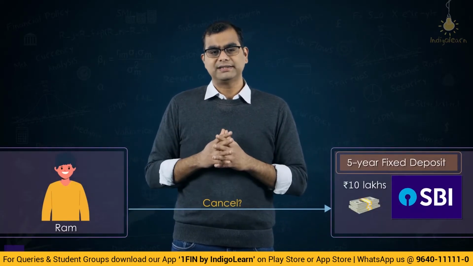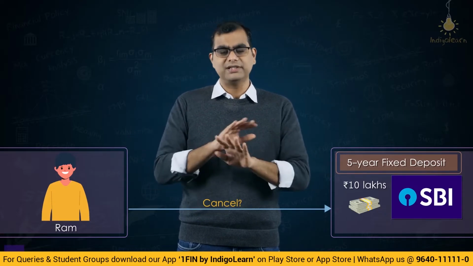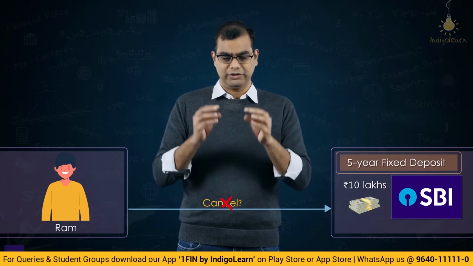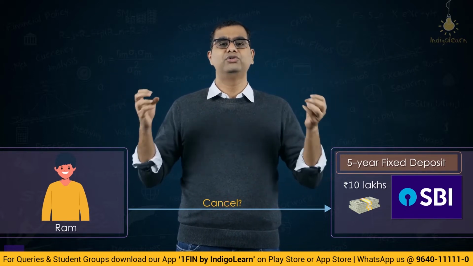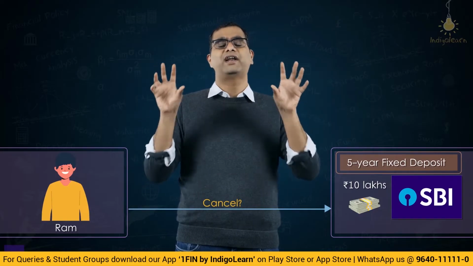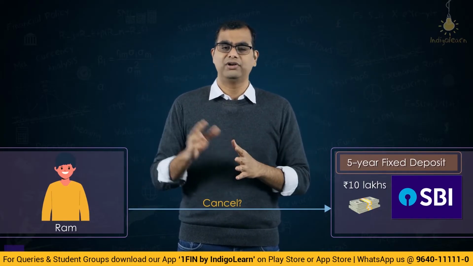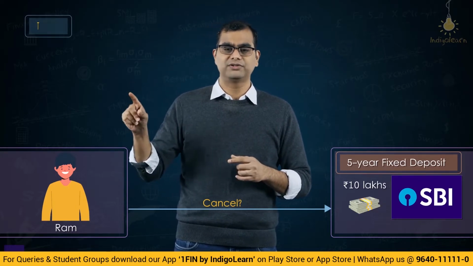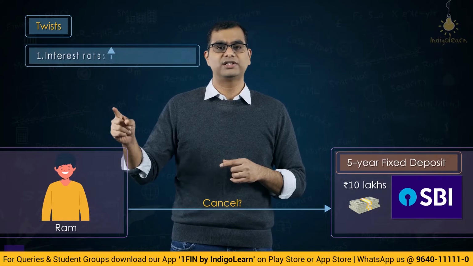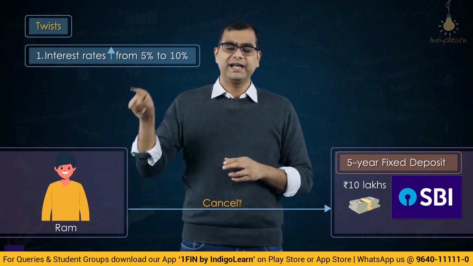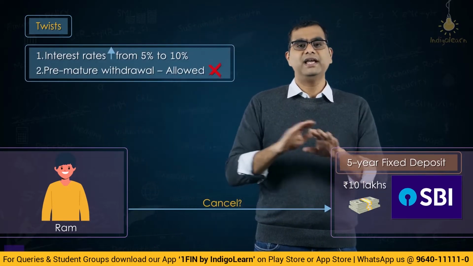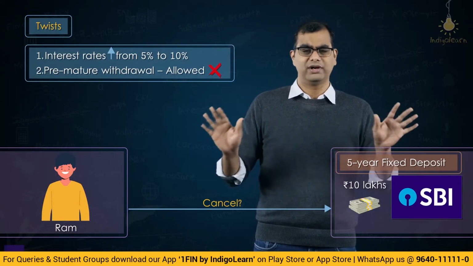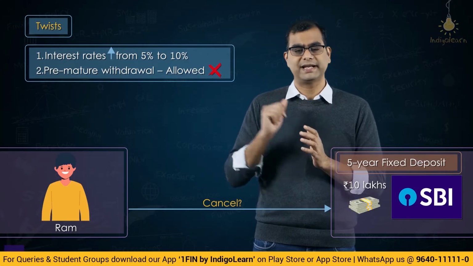Now, let us say, in our case, SBI says you cannot cancel the deposit. You have given it to me, that's all. You cannot take it back. Let us assume SBI has the right to say they will not cancel the deposit. They will not give you your money back. You understood this point also. This is the second twist. What was the first twist? The first twist was that the interest rate has gone up from 5% to 10%. The second twist is that SBI is saying, I will not allow you premature withdrawal or premature closure or pre-closure, whatever you want to call it, of the deposit.